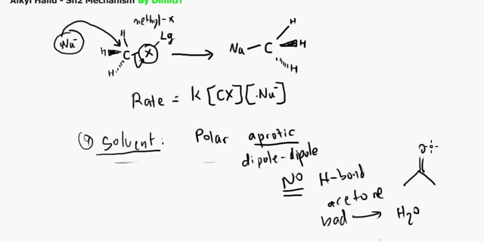The reason why we need aprotic is because we have such a good nucleophile that we don't want it to be surrounded by hydrogen bonding and actually enclosed and not letting it react. So we want it to still be open, and that's why we use aprotic. So those are the 4 things that we should consider when we're looking at the SN2 mechanism.